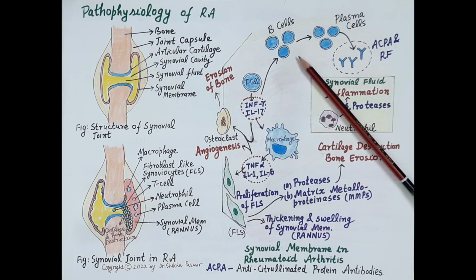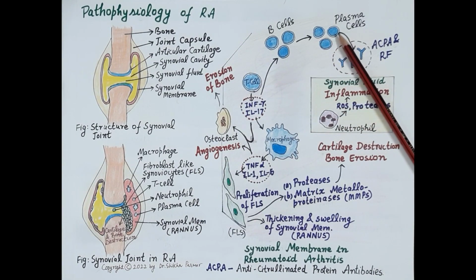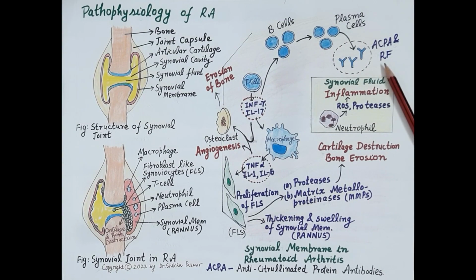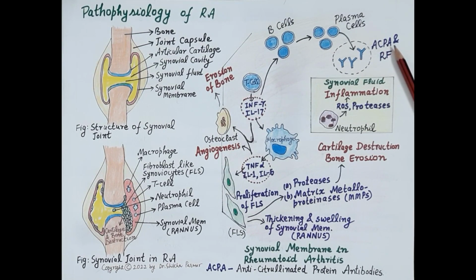Now T cells also activate B cells, and B cells further activate the plasma cells which produce antibodies like rheumatoid factor, and antibodies like anti-citrullinated protein antibodies. These antibodies also attack healthy joints, responsible for rheumatoid arthritis.